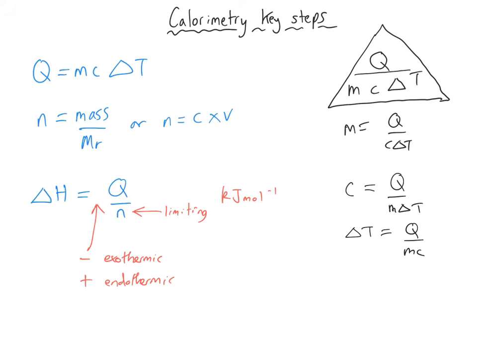And similarly, if we are rearranging Q equals mc delta T, we might be required to rearrange the delta H equals Q over n. And so again, we can have a formula triangle here, in which once again Q is on top. So that's okay. Q is always on top and everything else is always on the bottom of the formula triangles. That's a nice way to remember that.